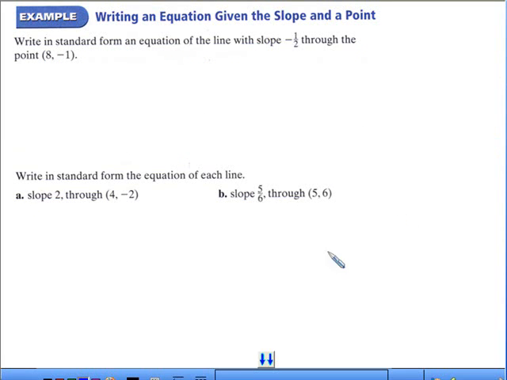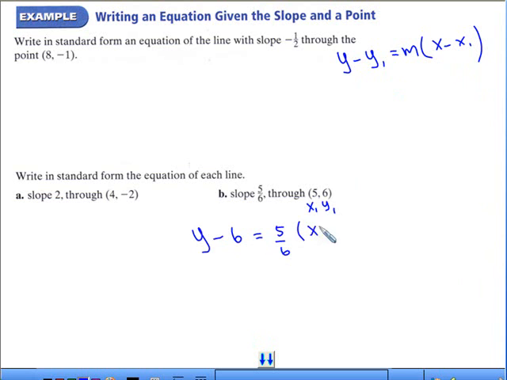Alright, so let's do another example real quick. Let's do example B right here. So we're going to plug everything in point slope again. Remember, point slope is y minus y sub 1 is equal to m times the quantity x minus x sub 1. So this is our x sub 1 and y sub 1. We're just going to plug it in here and work it out. So we're going to get y minus 6 is equal to 5 over 6 times x minus 5. We don't have to change any signs in this case.